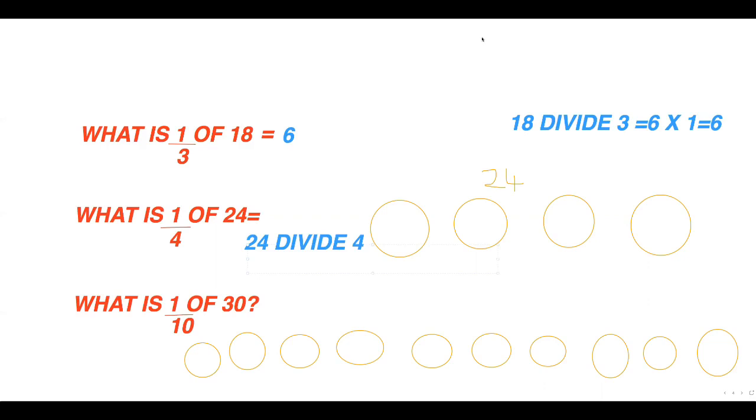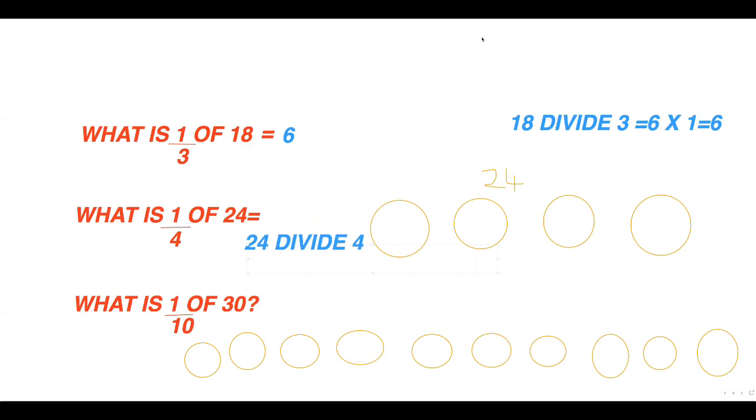The next one, we've got 24. The top number is 2, so we want to know 2 slices. So here we have 1, 2, 3, 4, 5, 6, 7, 8, 9, 10, 11, 12. Simple as that. So we've got 12.